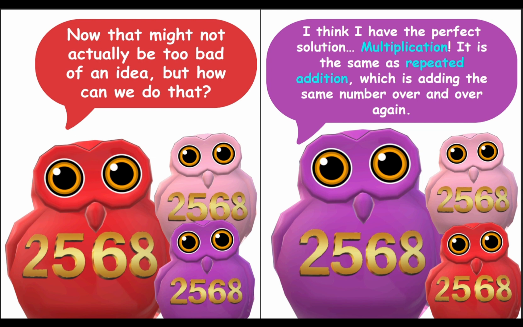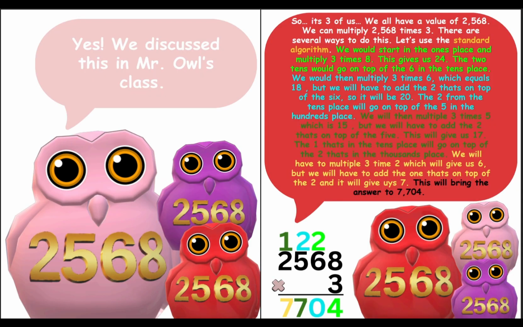Multiplication. It is the same as repeated addition, which is adding the same number over and over again. Yes, we discussed this in Mr. Owl's class. So it is 3 of us. We all have a value of 2,568. We can multiply 2,568 times 3. There are several ways to do this.